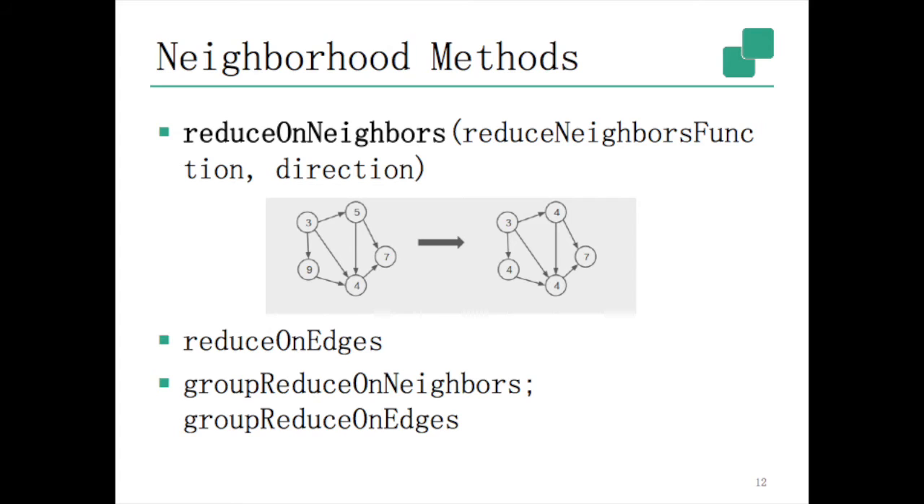Then we go to 9, and its neighbor is 4. And we see that 4 is lower than 9. It improves 9, so we change it to 4. Can someone tell me what happens for 5? So 5 looks at its out neighbors. It's trying to choose the minimum.